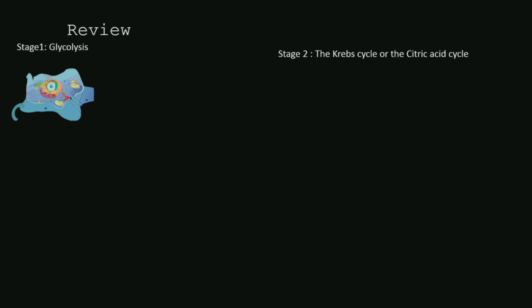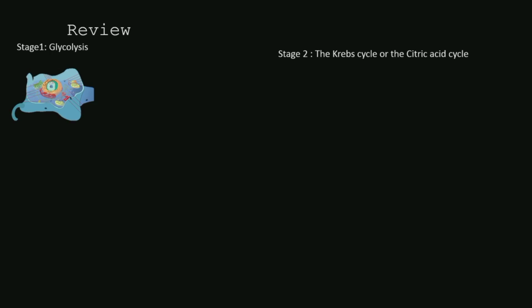Alright, so let's do a recap of everything. There's a lot going on in this. So first step, we have glycolysis. Glycolysis, if you remember, happens in the cytoplasm of the cell. And what happens is that you have the 9-step process, and that's where glucose is converted into pyruvate.